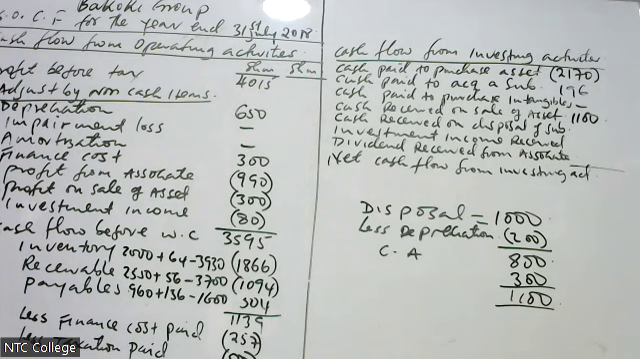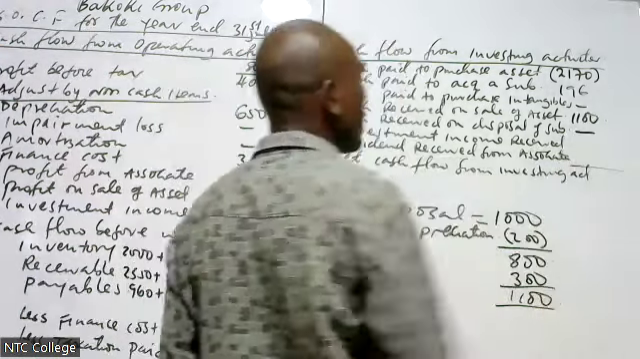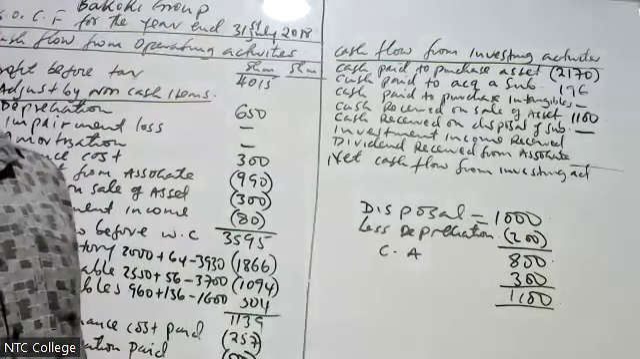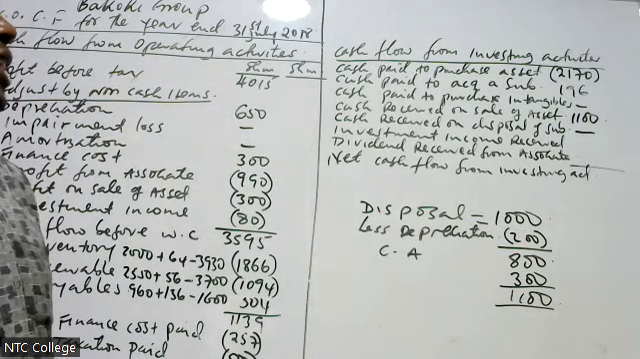At 11, cash received on disposal of a subsidiary, I put a dash because in this question I did not dispose of a subsidiary. I acquired a subsidiary. Therefore, I put a dash.